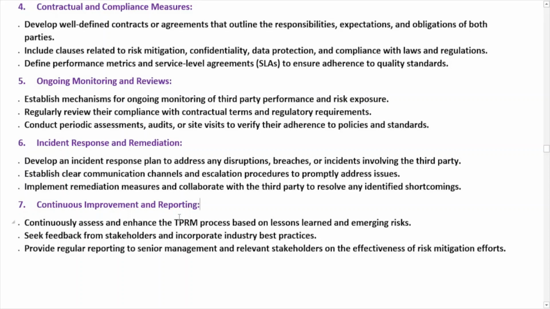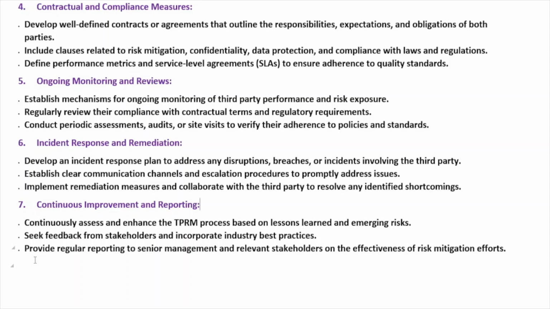In all previous lectures, I highlighted this important step and told you multiple times that third party risk management is an ongoing, continuous process. Companies have to continuously assess and enhance the third party risk management process based on lessons learned from the past and from emerging risks as well. They need to seek feedback from stakeholders and incorporate industry best practices as well. They also need to provide regular reporting to senior management and relevant stakeholders on the effectiveness of risk mitigation efforts.